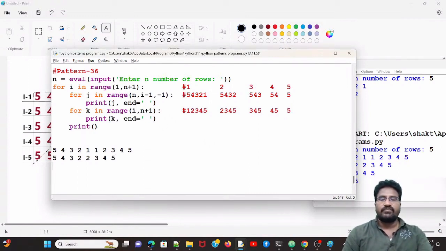When I value is 3, 5, 4, 3. So 5 space, 4 space, 3 space. And then 3, 4, 5. 3 space, 4 space, 5 space. Next empty print, new line. When I value is 4, 5, 4, 4, 5. So 5 space, 4 space, 4 space, 5 space. When I value is 5, j 1 time 5 space, k 1 time 5 space, new line. That's all. This is the execution flow, guys.